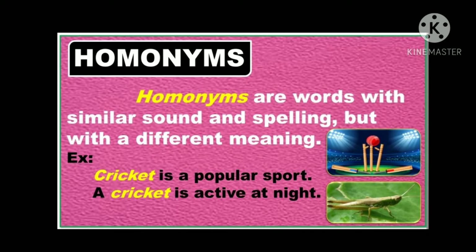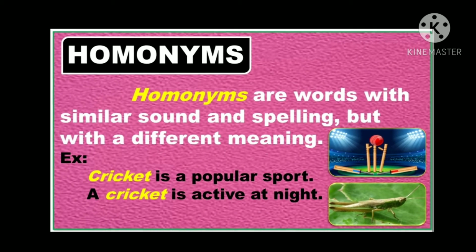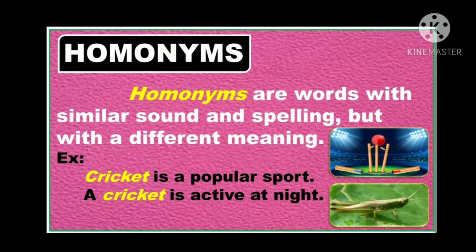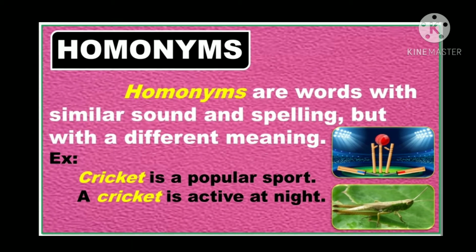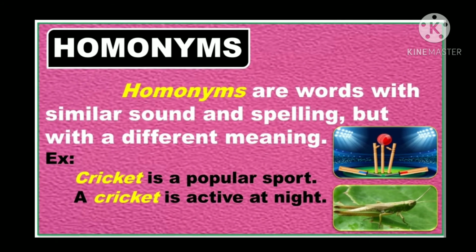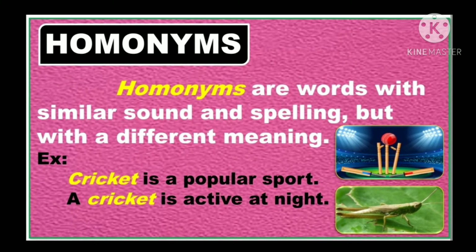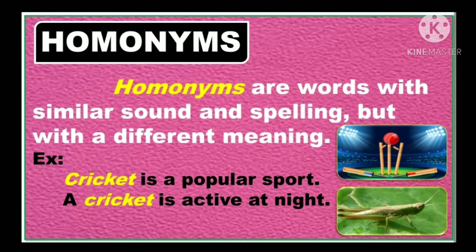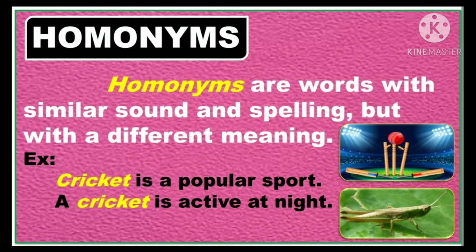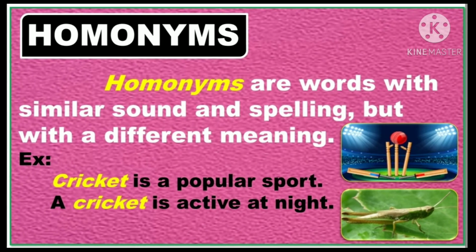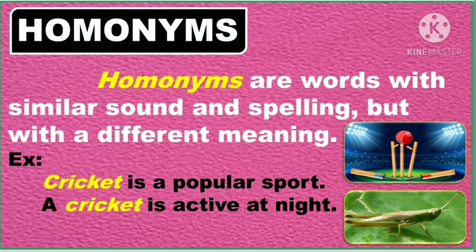What are homonyms? Homonyms are words with similar sound and spelling but with a different meaning. Got it? Okay. See the example. Cricket is a popular sport. So first, cricket is a sport. And in the second sentence, a cricket is active at night. Here, cricket means an insect or grasshopper.